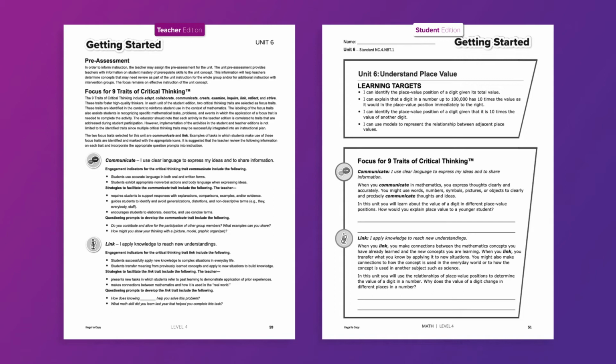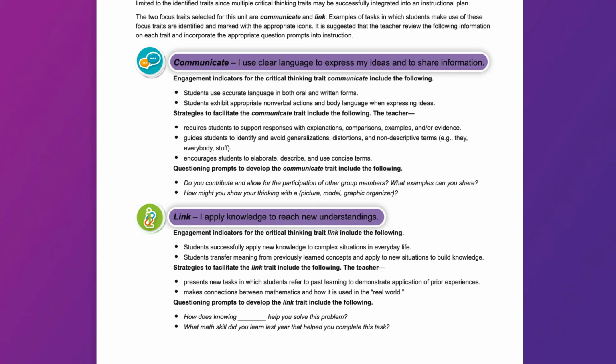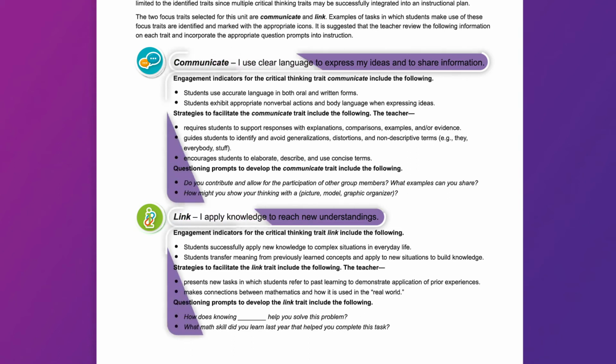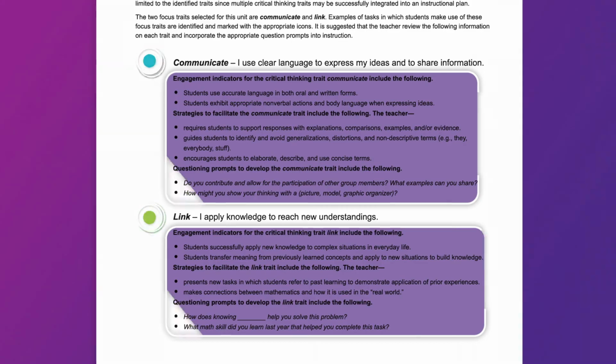Mentoring Minds materials are known for their level of rigor that helps prepare students for high-stakes testing. Each unit has 2 identified critical thinking traits. These critical thinking traits support increased rigor and, in turn, raise student understanding. In the Teacher Edition, we provide guidance on how to foster these traits in your students by providing engagement indicators, strategies to facilitate the trait, and questioning prompts.